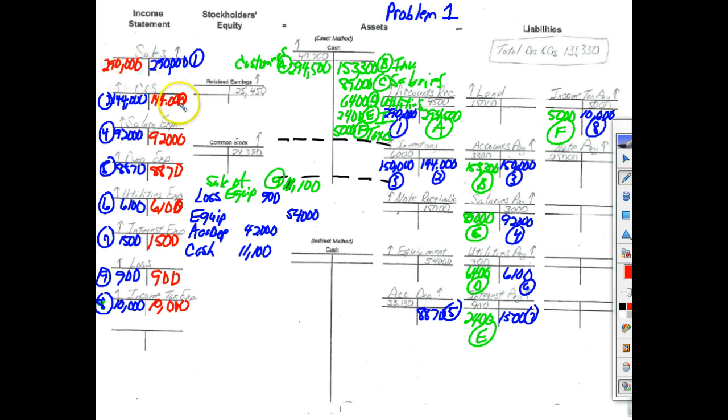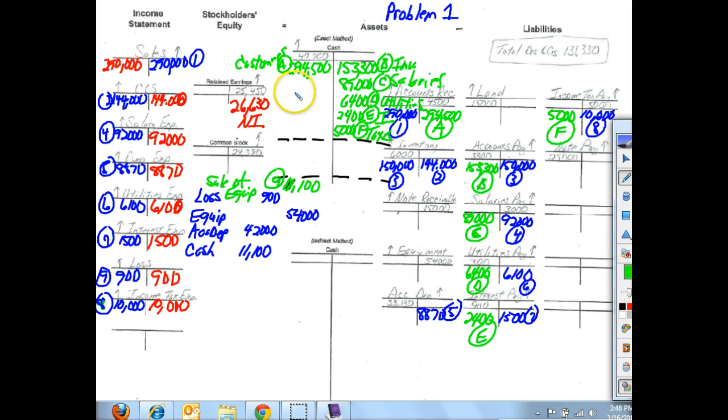Okay, so I zero out revenue and expenses. The difference is net income. That's going to be $26,630. So I put that as an increase to retained earnings. Okay, so let's just keep looking.